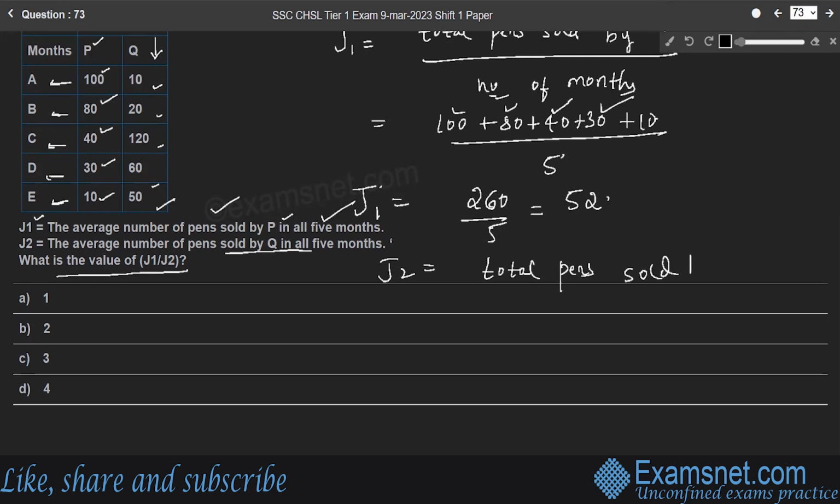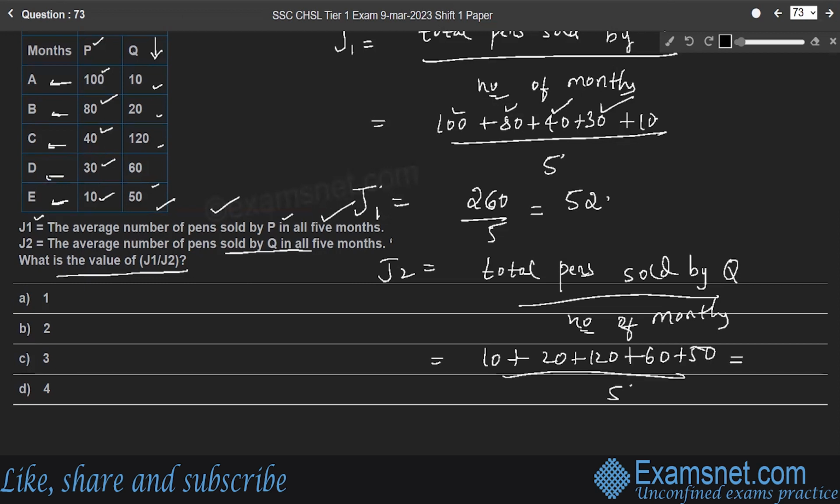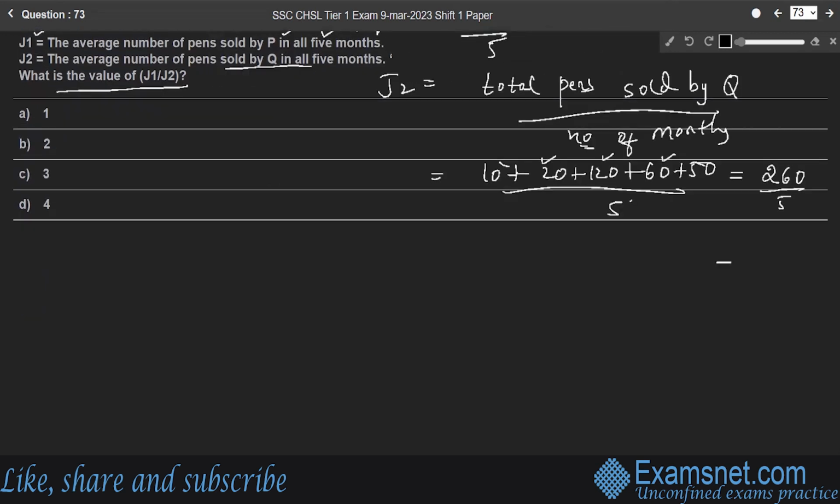Total pens sold by Q divided by number of months. Right? So Q sold 10 pens in month A plus 20 plus 120 plus 60 plus 50, divided by 5 months. So which is equal to, 30 plus 150 plus 60, 210 plus 50, 260 by 5. So which is again 52.